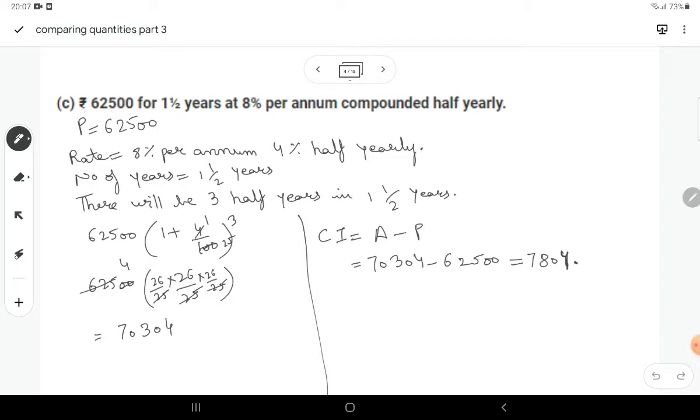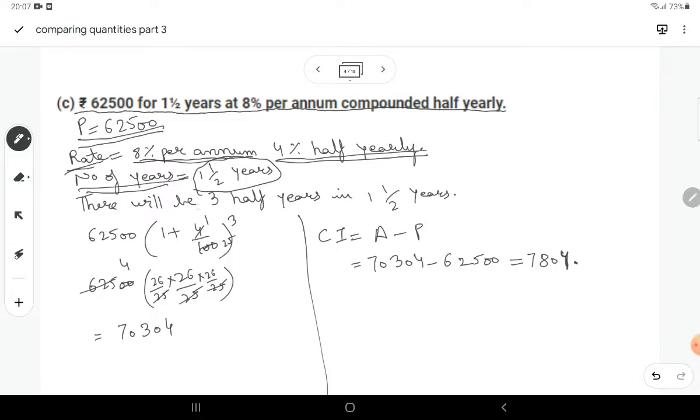Moving on to the next part, it says rupees 62,500 for 1.5 years at 8% per annum compounded half yearly. So principal is 62,500, rate is 8% per annum, which would be 4% half yearly, and number of years is 1.5 years, which means there will be 3 half years in 1.5 years.